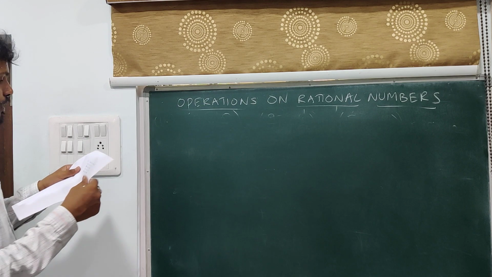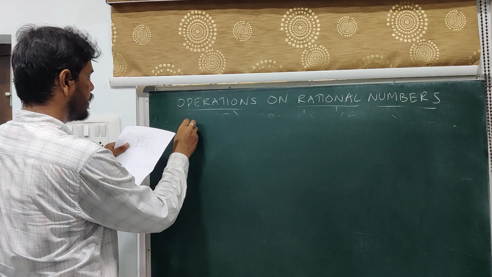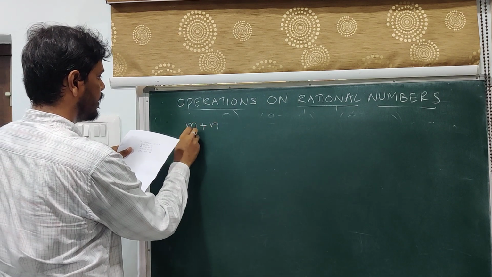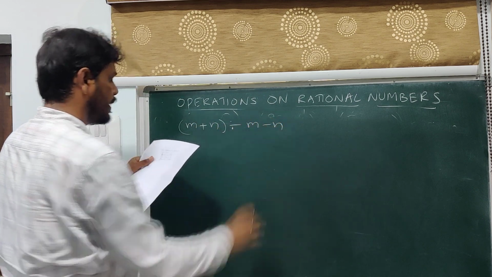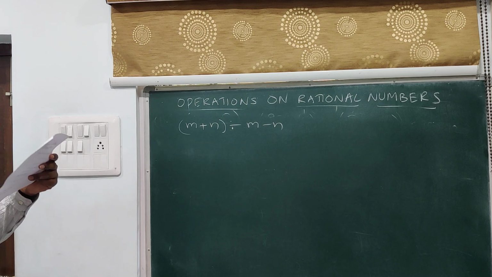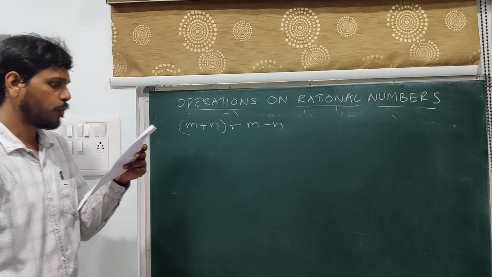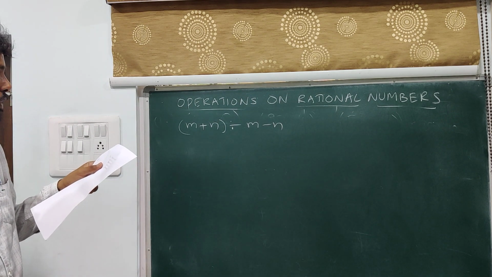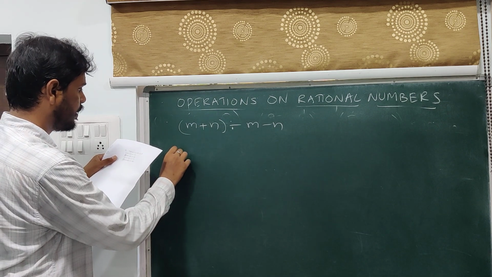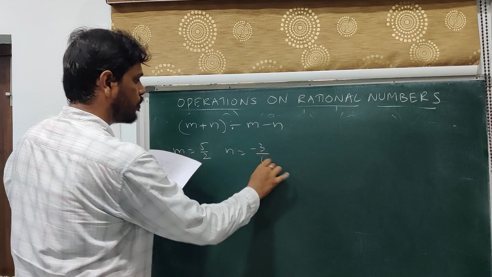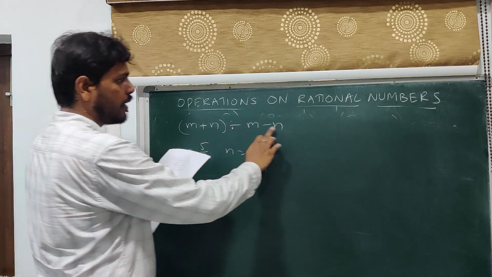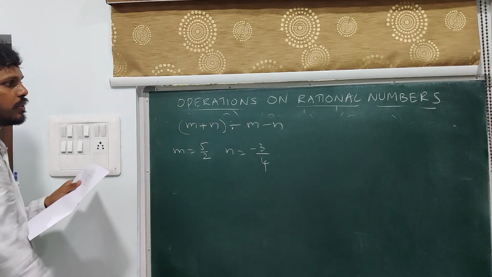So look into the 12th one. So you need to find out m plus n divided by m minus n. I'll be going with the 4th problem, and the remaining 3 problems are for your homework. So look into that. We have m as 5 by 2, n as minus 3 by 4. So we'll find out m plus n and m minus n, and then we find out the division of both of them.